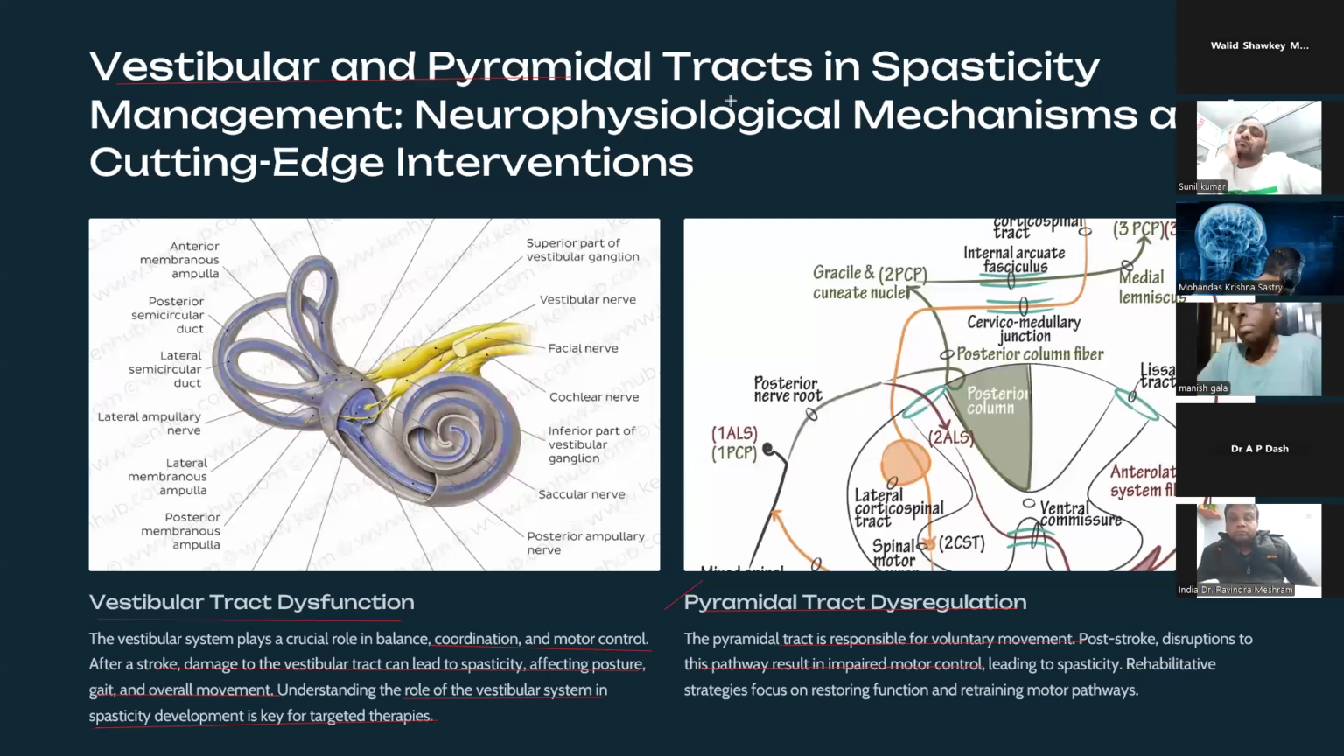So, this is a pyramidal tract which leads to spasticity. And this is the vestibular tract which can also lead to spasticity. So, it is both the pyramidal tract dysfunction and vestibular tract dysfunction. So, if you put Botox, will it recover? No. After 2 months, again the same thing.